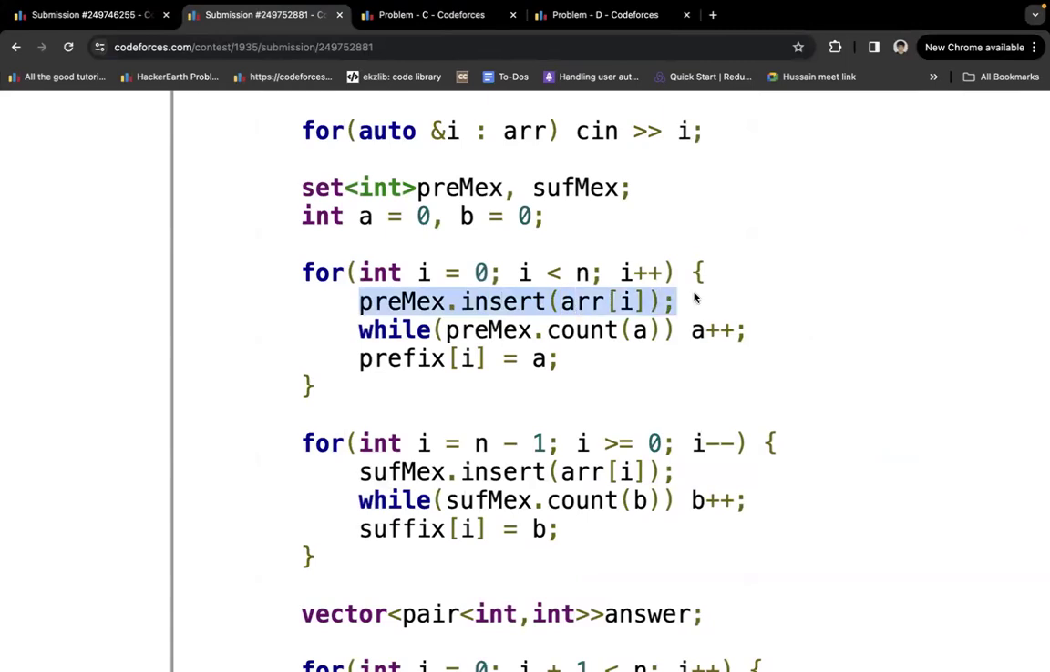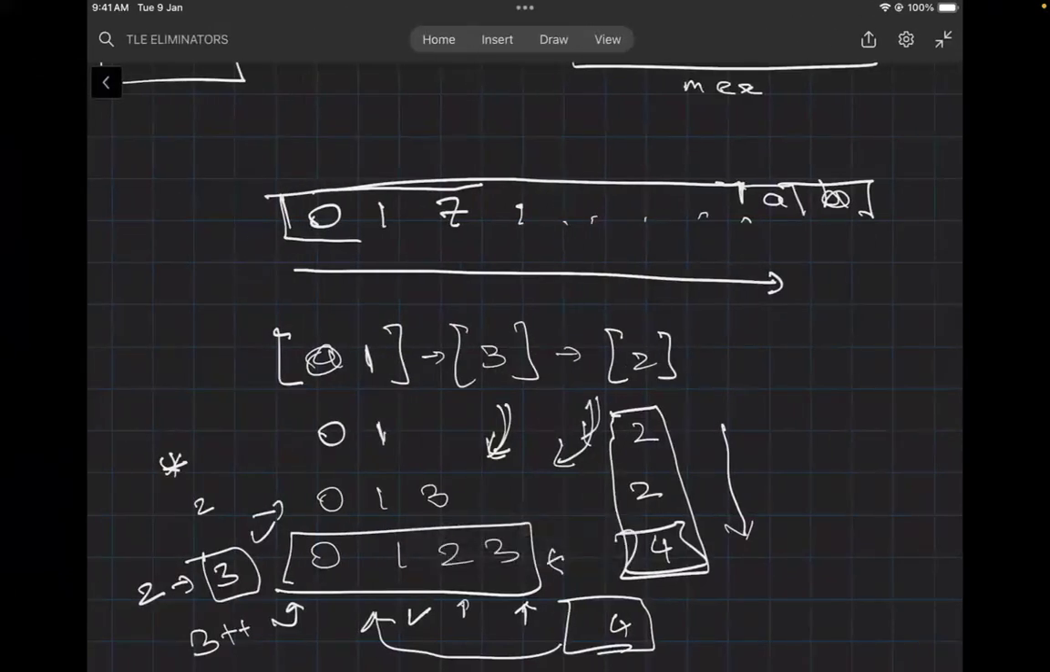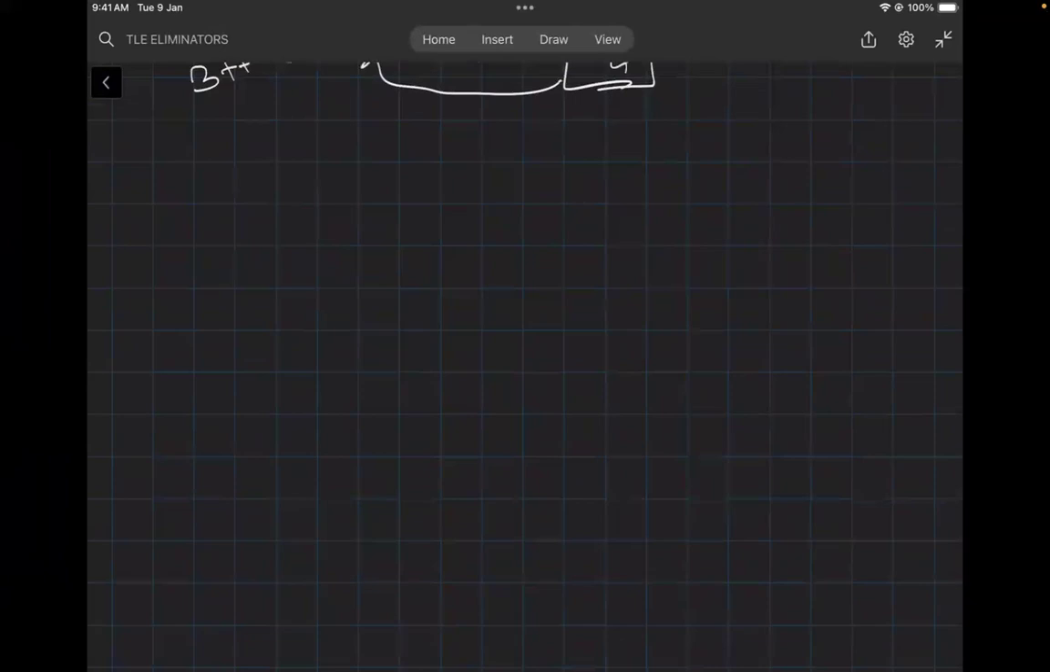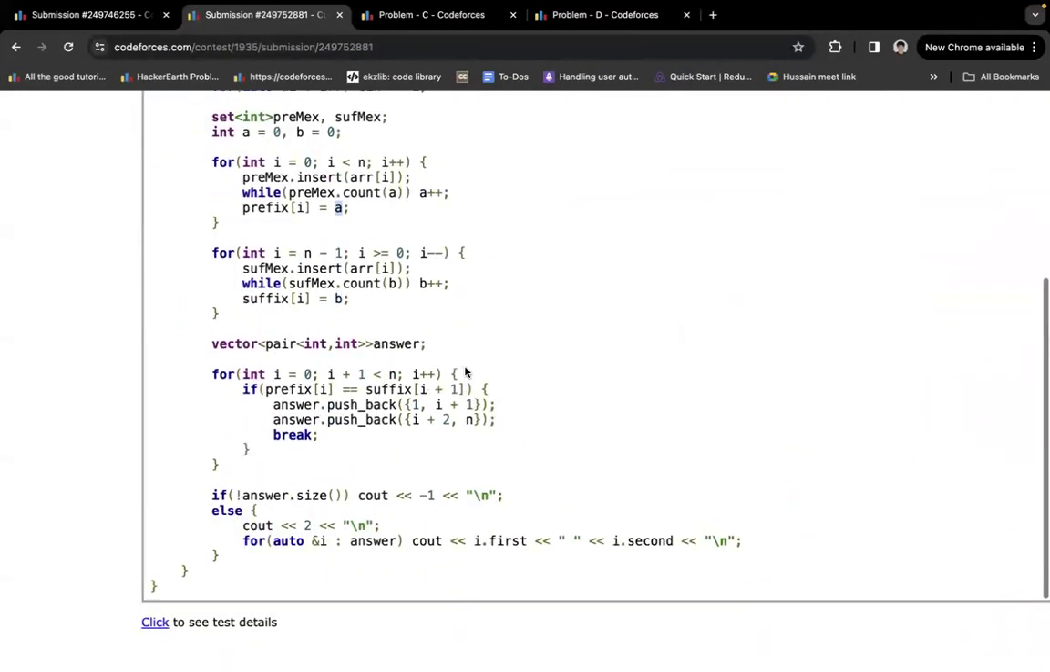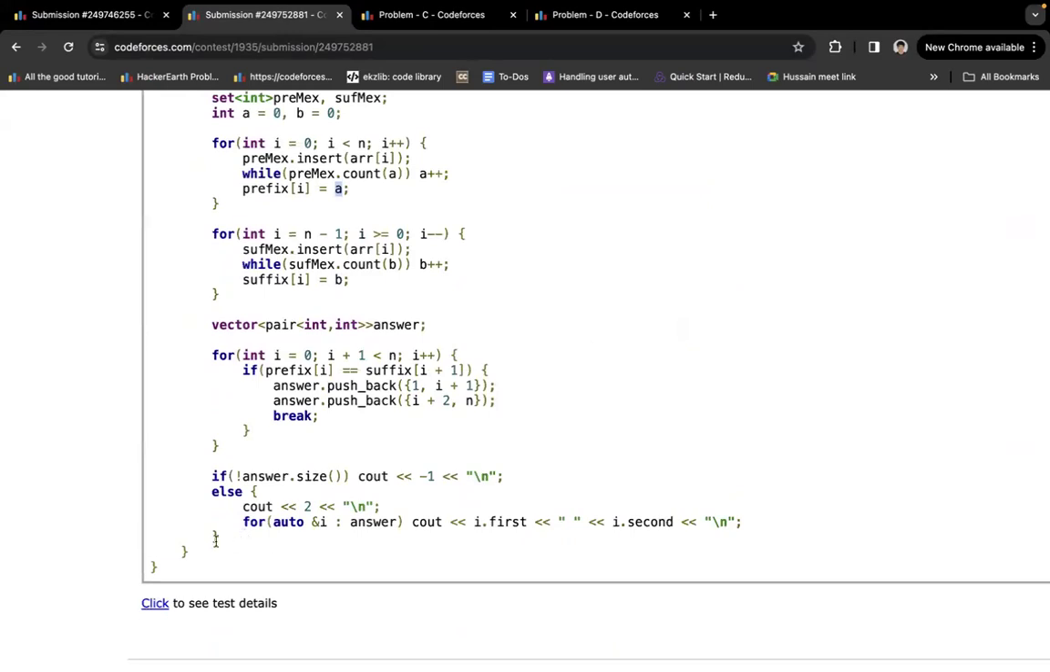I insert the element into my set. Then while my current max is present in the set, I just do max plus plus, and then prefix max of I stores the max for that particular index. Is the implementation clear, guys? Put a yes in the chat if implementation is clear. There are multiple ways to implement this. I just implemented it in the most familiar way that I could, right? So this is more or less it. It was a constructive kind of problem. We saw how you only need to take care for two parts.